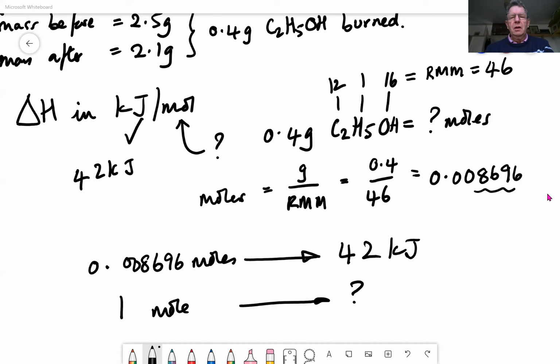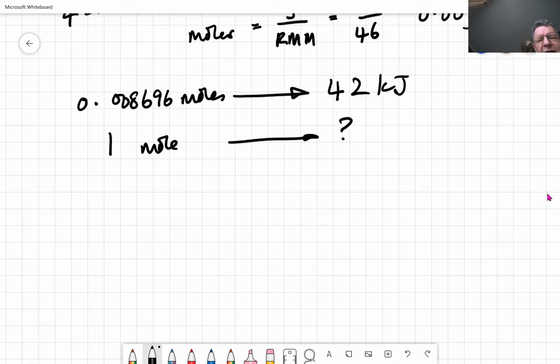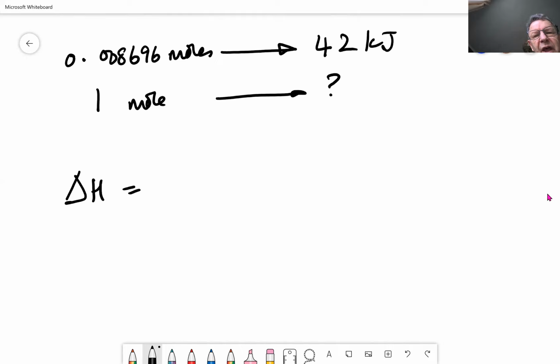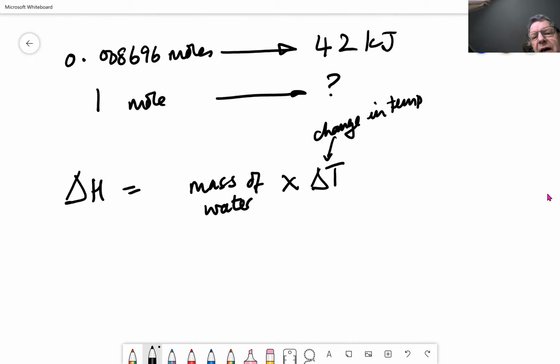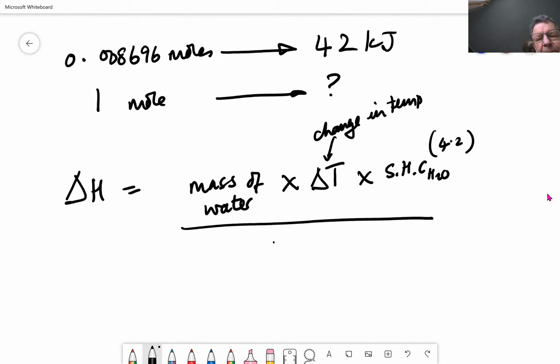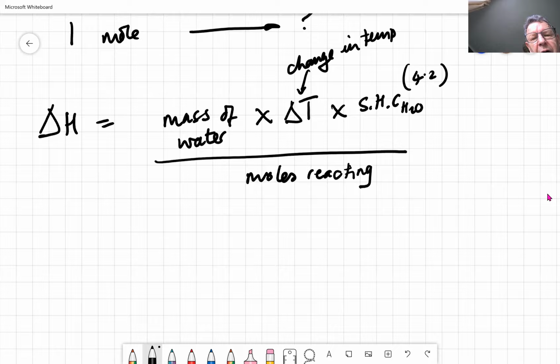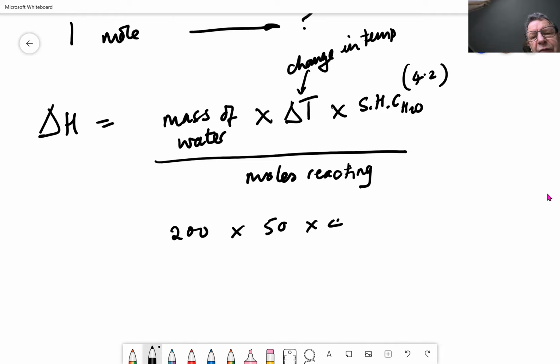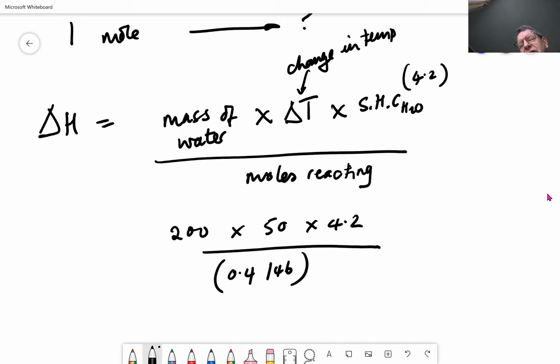So the total delta H equals the mass of water heated up times the change in temperature, delta T, times the specific heat capacity of water, which they will give you. You do not have to remember it. It is 4.2. Divided by the moles reacting. In other words, that's 200 times 50 times 4.2 divided by the moles reacting, 0.4 over 46. And that will give you your answer, and that's how you do the whole thing.